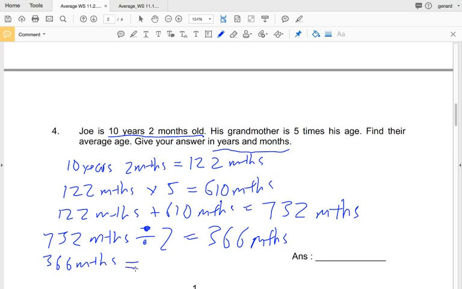So you see 366 divided, I'm just going to do it fast. You can do your long division or press your calculator. Right, 366 divided by 12, right? You get 30 years and remainder 6 months. Okay.